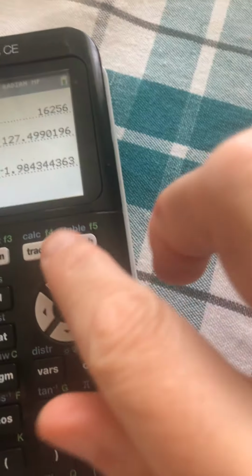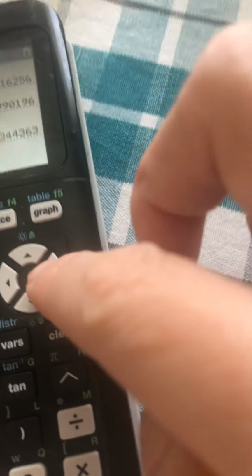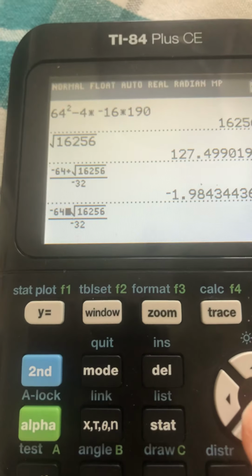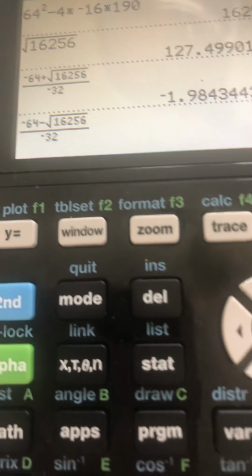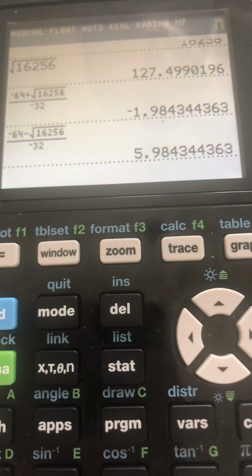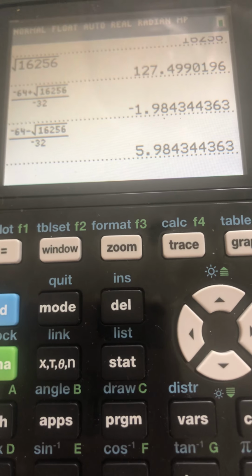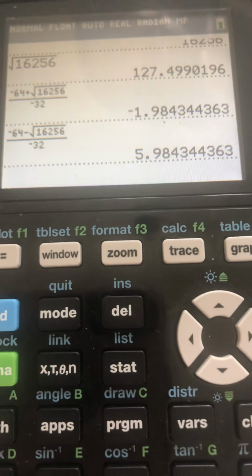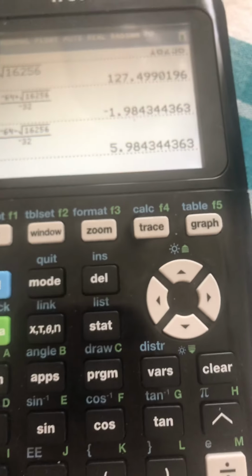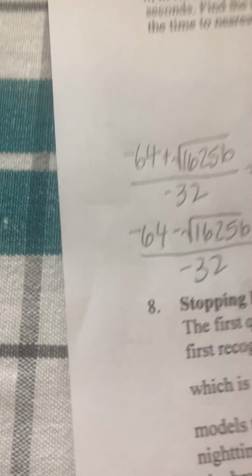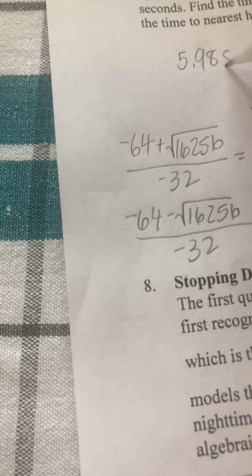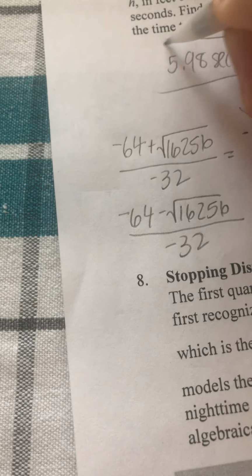So what I do is just do second and enter, and then I go in here and change the plus to a minus. That's 5.98 to the nearest hundredth of a second. So we want 2 places after the decimal. So the answer is 5.98 seconds.